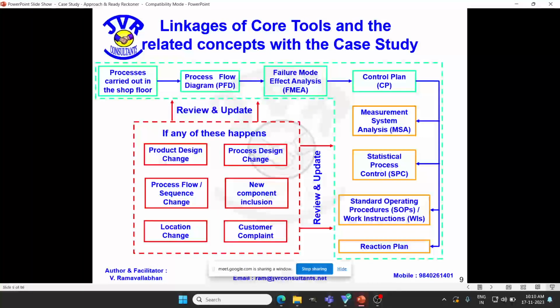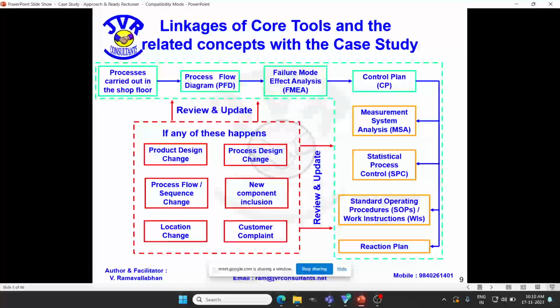Normally the line numbers 10, 20, 30, 40, whatever you see in the FMEA, should have been already represented in the PFD, process flow diagram. So with those 10, 20, 30, 40, it should get reflected in the FMEA also. The same process step, the same process description has to be there. Then whatever process steps are defined in the FMEA, they have to get reflected in the control plan.